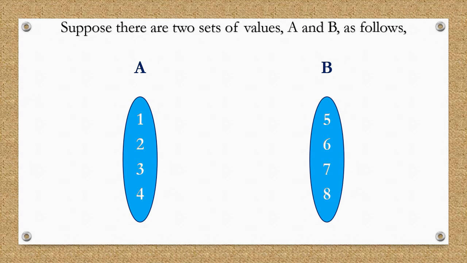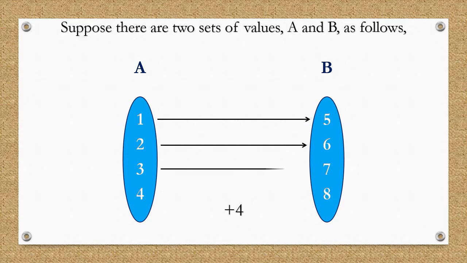For example, let's add 4 to each value of A. If I add 4 to 1, I get 5. If I add 4 to 2, I get 6. 3 plus 4 is 7. 4 plus 4 is 8. That means by adding 4 to each value of A, I get its images in B. So the results of A are called images of A, which are part of set B. So here plus 4 becomes a relationship.